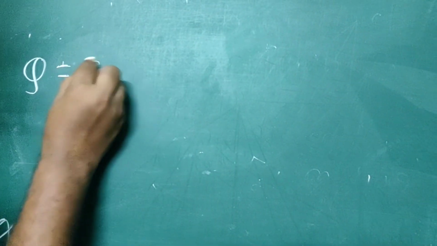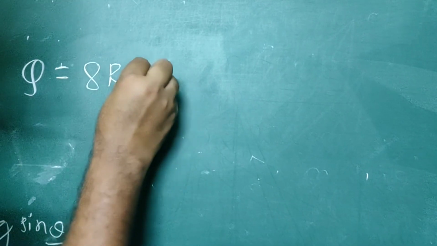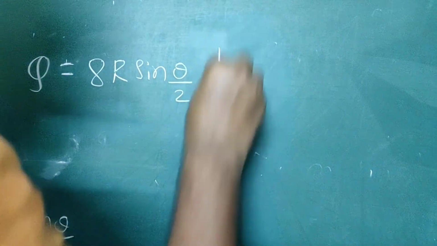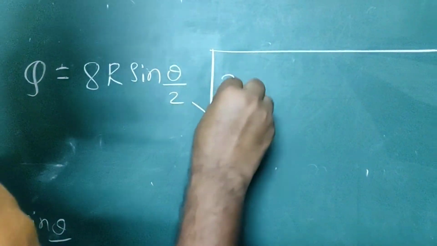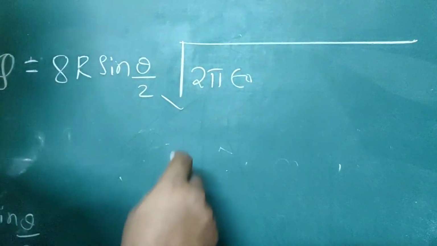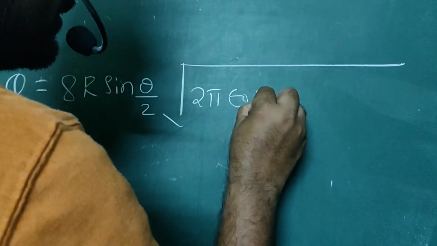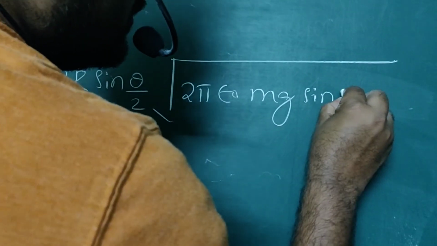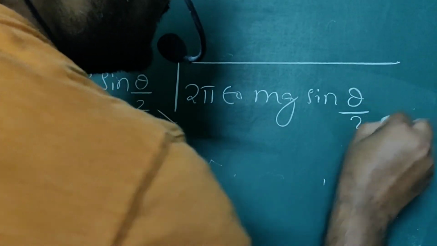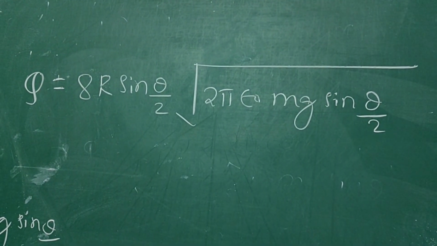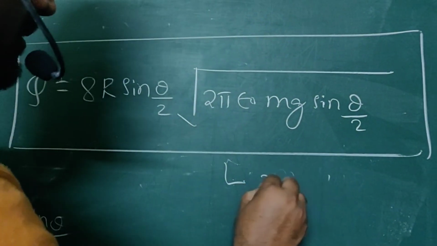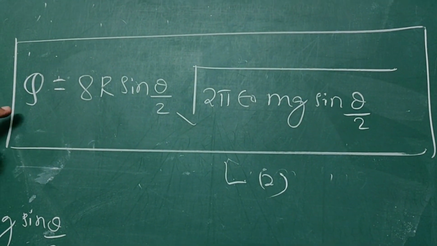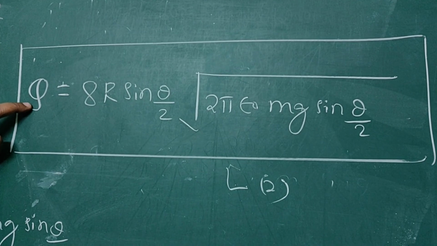Q equals 8r sin theta by 2 into the square root of 2 pi epsilon naught mg sin theta by 2. Take a look at this answer and I'll call it equation number 2. Okay students, we got the magnitude of the charge which is given to the ball A.